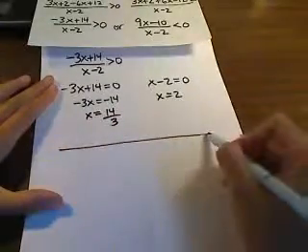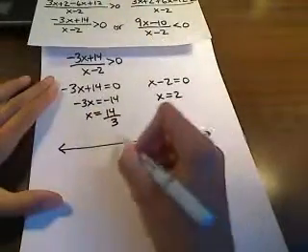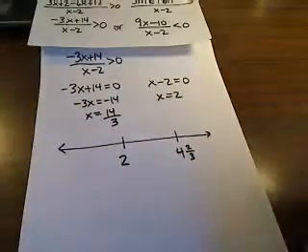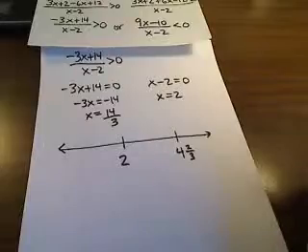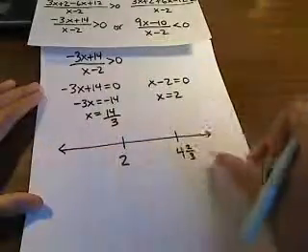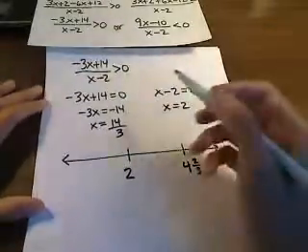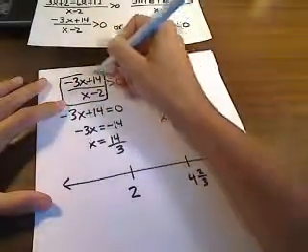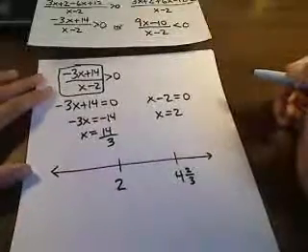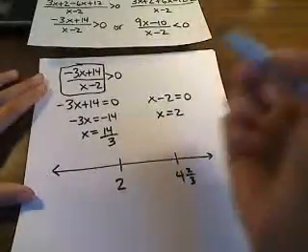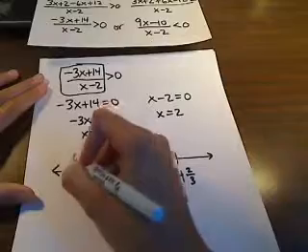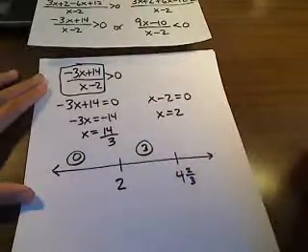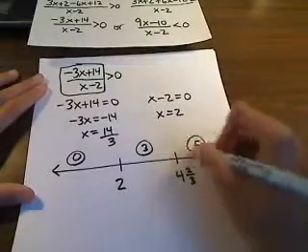Okay, so 14/3 is 4 2/3. So that's going to be to the right-hand side of my 2. And I'm breaking my number line up here, and then I'm going to choose test points in each of these regions. I'm going to plug them back into this expression here and see whether I get a positive or a negative. Okay, so I'm going to choose 0 in this region, and I'll choose 3 in this region, and I'll choose 5 in this region.